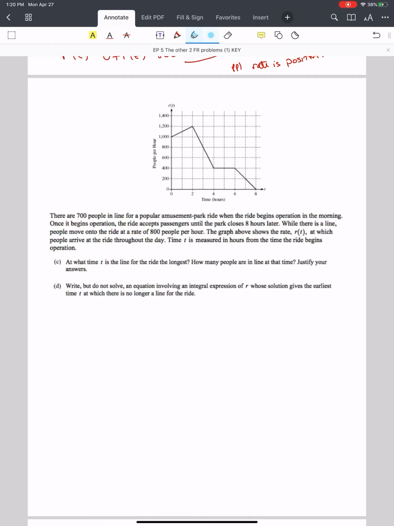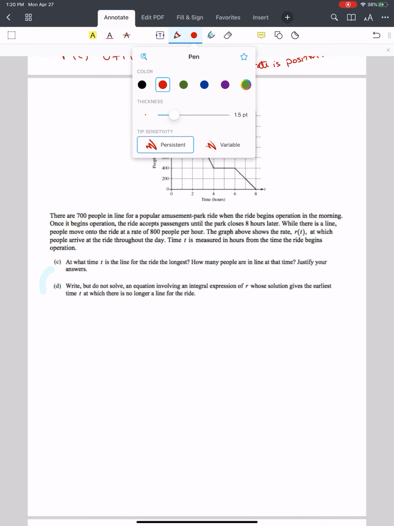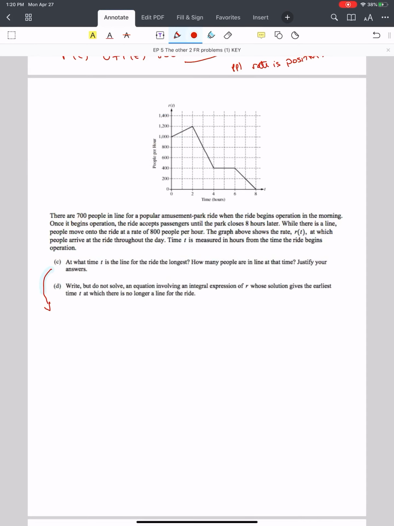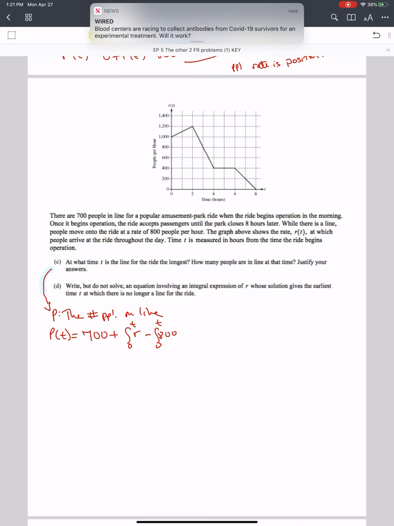So the way I would do this, I think the easiest way again is to know the formula for P. So, P is number of people online. So P of T, the formula I came up with, says we have 700 people plus the integral from 0 to T of R minus the integral from 0 to T of 800. All right. I want to find the max of that.